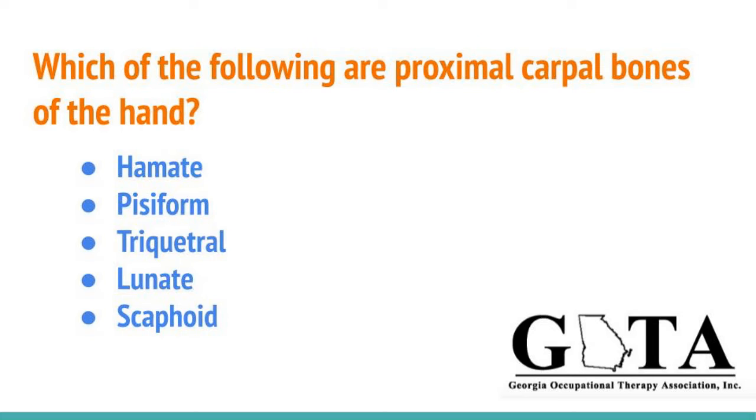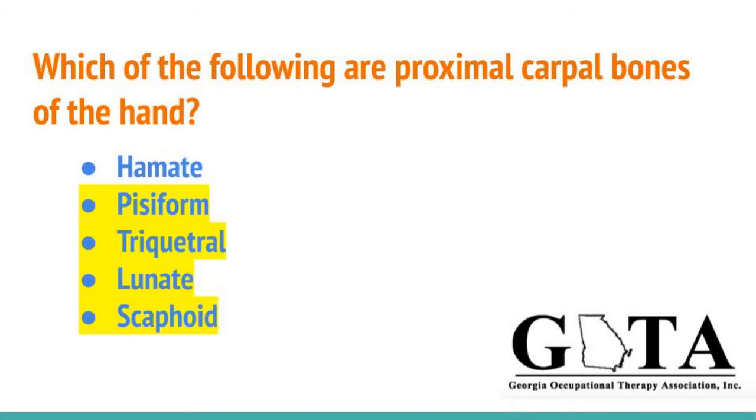Which of the following are proximal carpal bones of the hand? Hamate, Pisiform, Triquetral, Lunate, Scaphoid. Pisiform, Triquetral, Lunate, and Scaphoid are the proximal carpal bones of the hand.